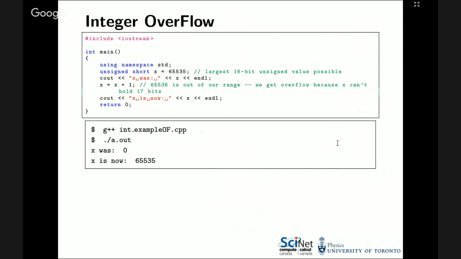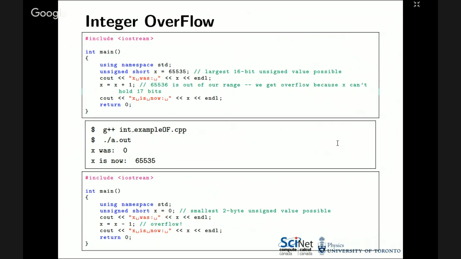The output is weird. Sorry about that. It should say x was 65,535, and then it should say it's 0. I don't know why the output is wrong. Oh, okay, I know why, because I ran the other example. Actually, it's another case of overflow. Now I start with 0 and I'm subtracting 1. Because it's unsigned, it will go all the way around and start with the maximum. Okay, sorry about that. Is that clear?